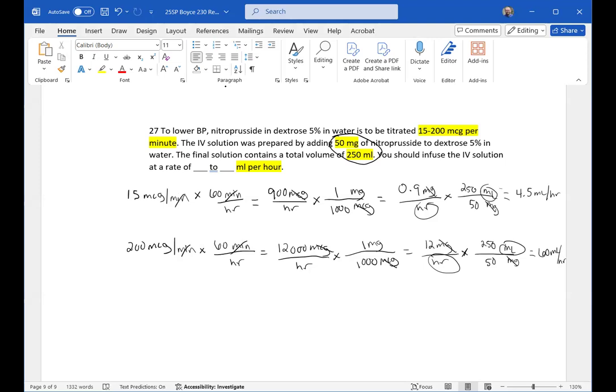So what does this mean? Basically, what this means is that we're going to start off with an infusion rate of 4.5 milliliters per hour, and then we're going to work it up to 60 milliliters per hour in order to fulfill the order that is given in this particular label.